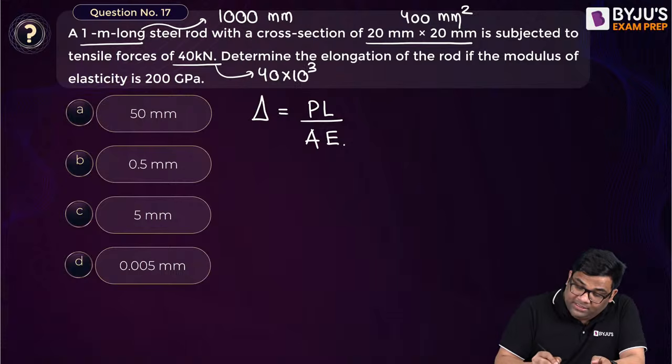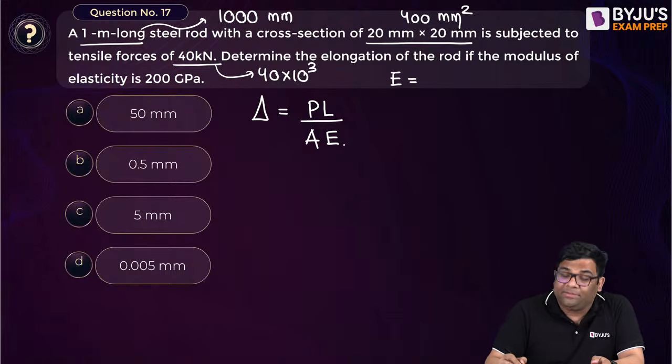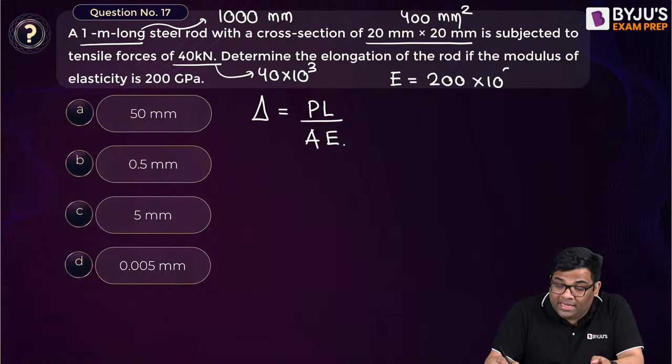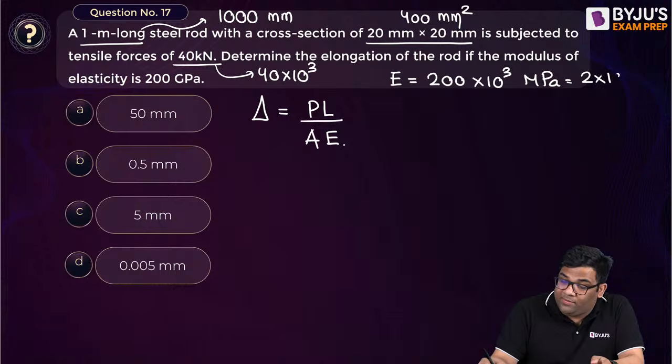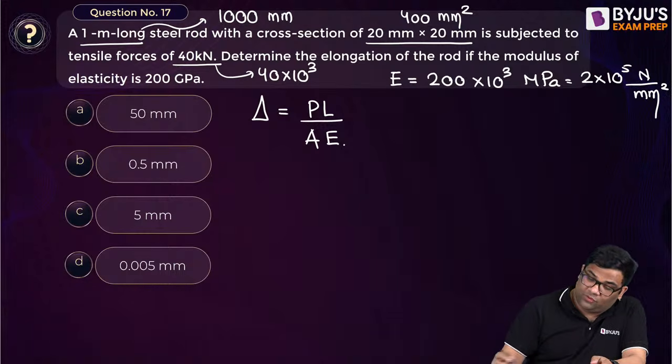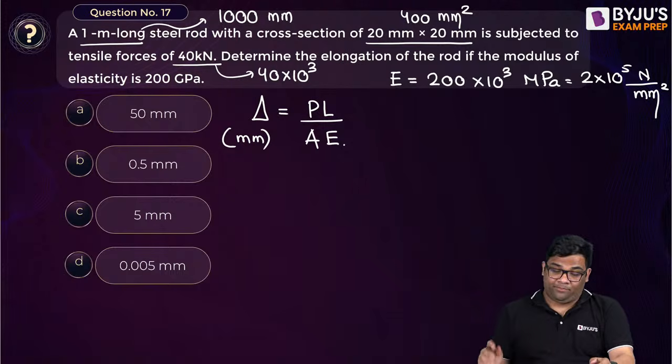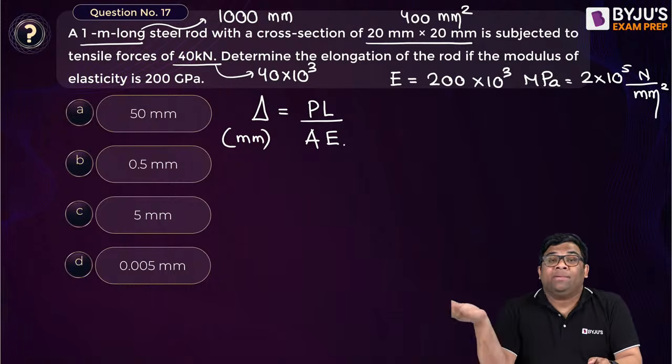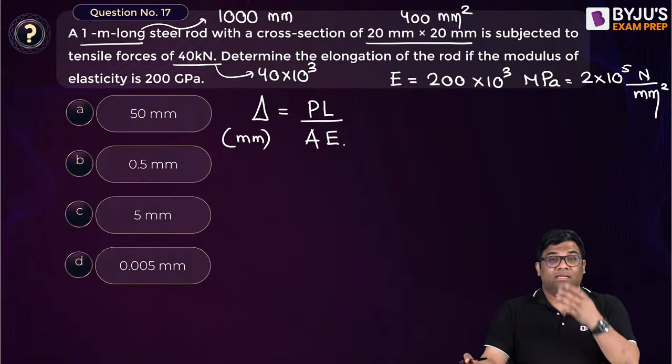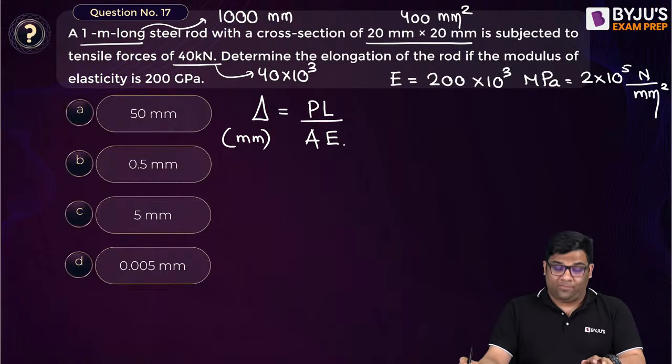And this is GPa. E is given in GPa. You have to find in Newton per mm square. So this is 10⁻³ MPa, or I can say this is your 2 × 10⁵ Newton per mm square. So put all these values. Whenever they ask you to find this deformation in mm, put everything in Newton and mm, you will get the answer. Please tell me the answer. What's the right answer? Okay, B.